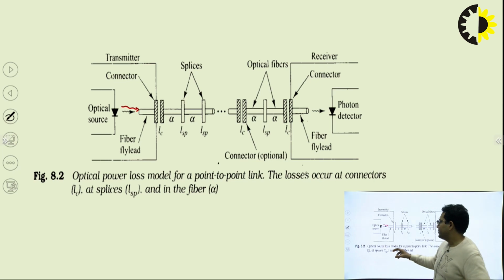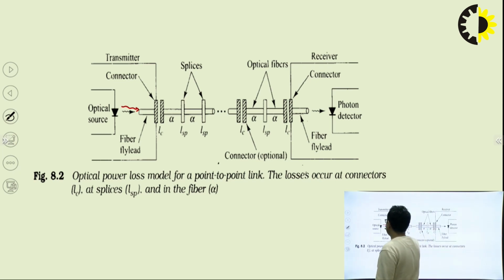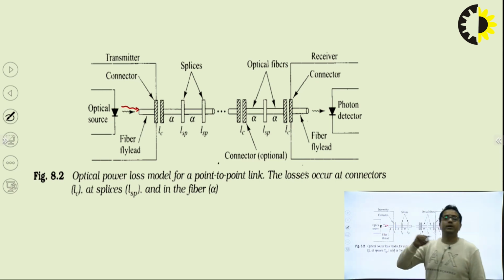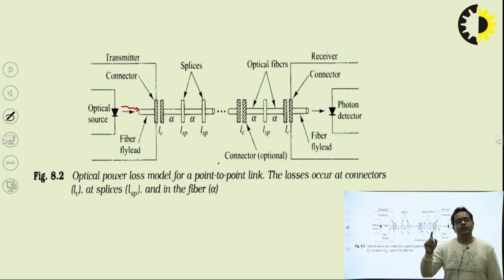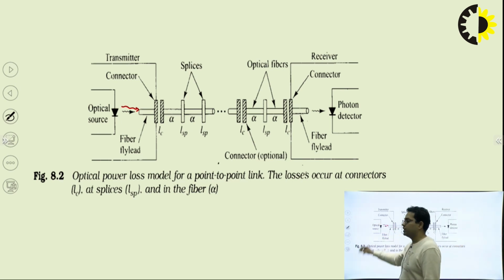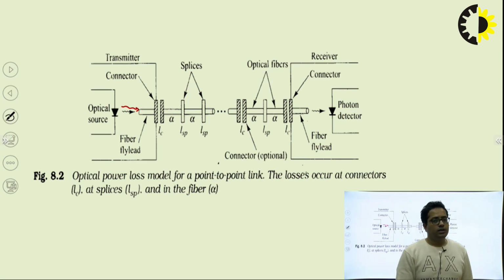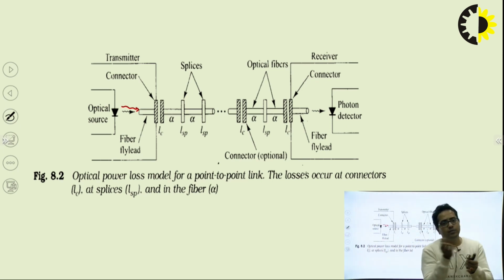What is happening in the fiber fly lead? There are some connectors internally at the output side. These connectors are internally connected inside the optical source during the fabrication process. During fabrication, we already provide an internal connection of these connectors with the optical source. That means there will be some fibers internally connected to the optical source, so the moment light is emitted, it moves directly into the fibers.